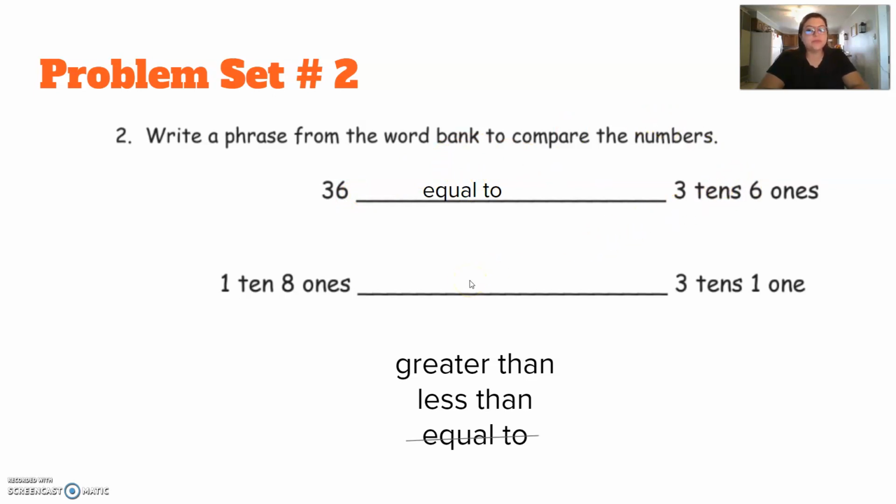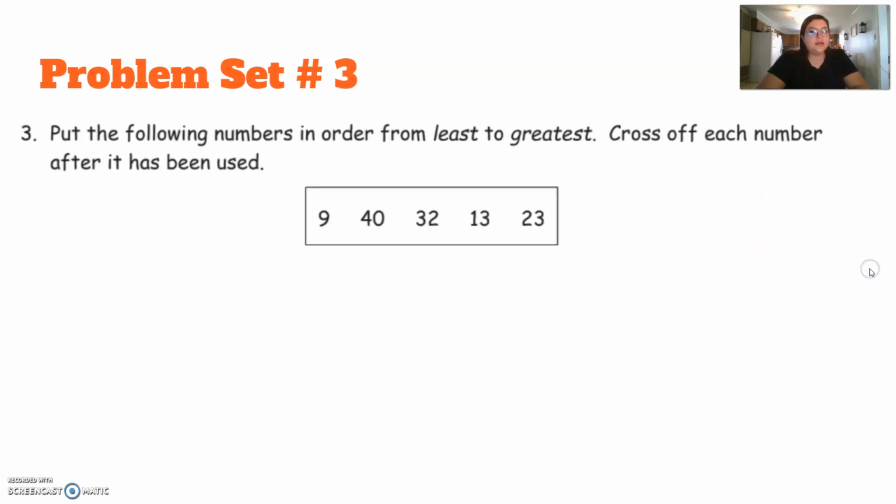Mark that out. So now we're using greater than or less than. So you have 1 10, 8 1s, 3 10s, 1 1. So 1 10 and 8 1s is blank 3 tens, 1 1. So if we look at 1 10 and 3 tens, which is bigger, 1 10 or 3 tens? 3 tens, right? So we know that 1 10, 8 ones is less than 3 tens, 1 1. Because if we had 1 10 and 8 ones, we would have 18. If we had 3 tens and 1 1, we would have 31. 18 is less than 31. Marking that out, and next slide.